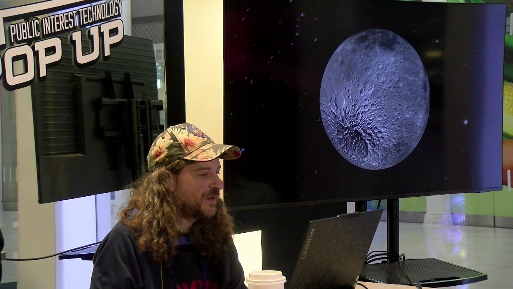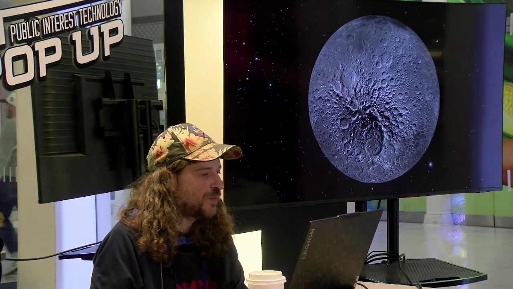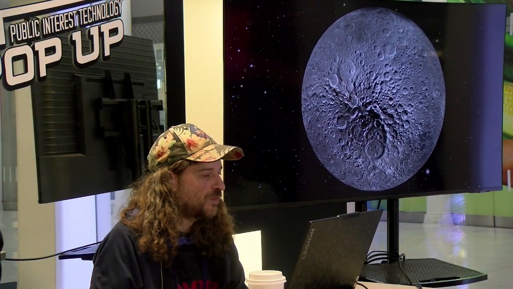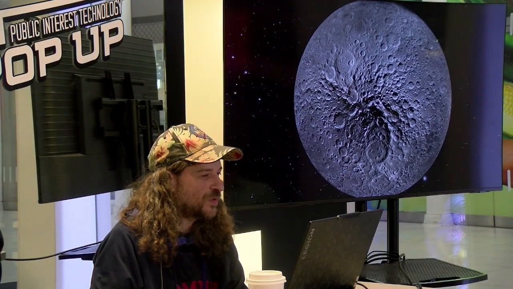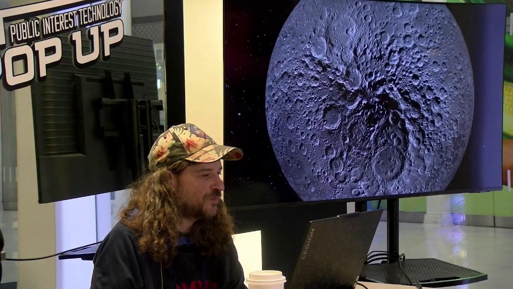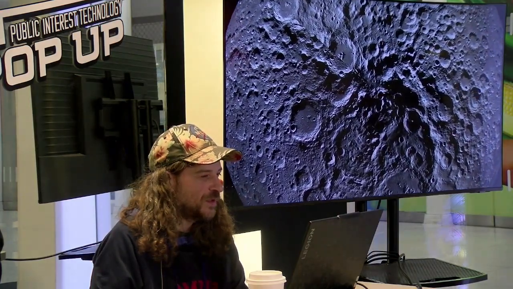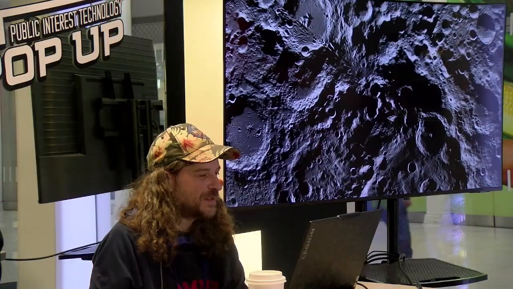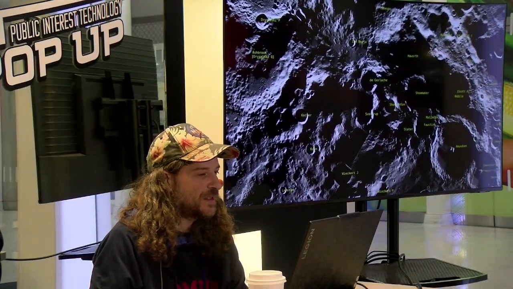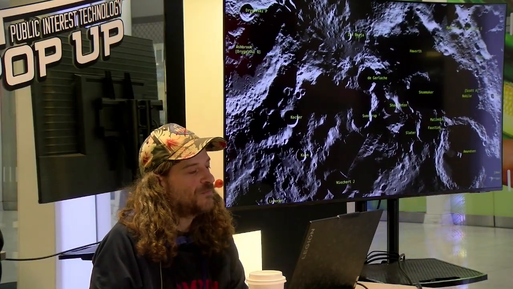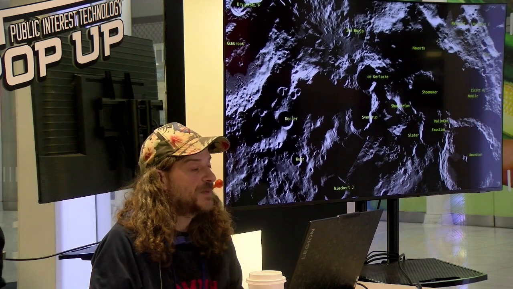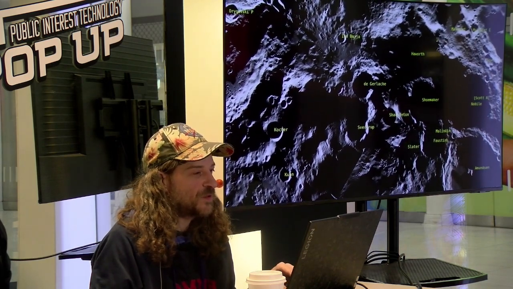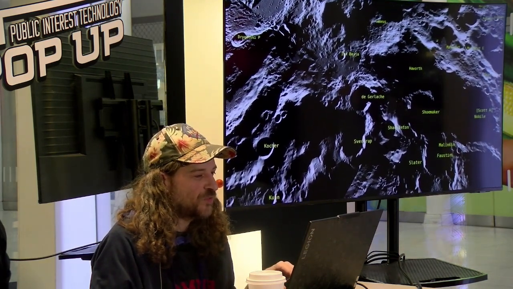When we go back, we're going to be sending them to the pole of the moon, and we're going to be sending them to what are called these permanently shadowed regions on the moon. And these are craters that basically never see the sun. And so these craters are called PSRs, permanently shadowed regions.